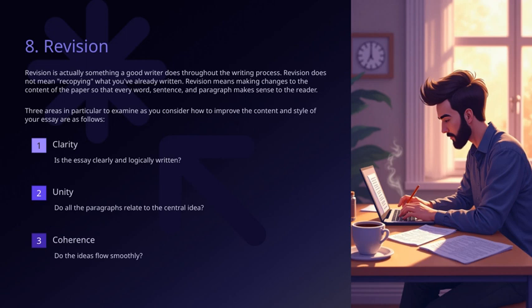First is clarity. Ask yourself, is my essay clear and logical? Can someone easily follow my ideas? Second is unity. Do all my paragraphs relate back to my main idea? Everything should work together to support your central message. And third is coherence. Do your ideas flow smoothly from one to the next? Good coherence makes your writing easier to read and understand. Remember, revision isn't just about fixing mistakes. It's about shaping your writing so it communicates your ideas effectively and engagingly.